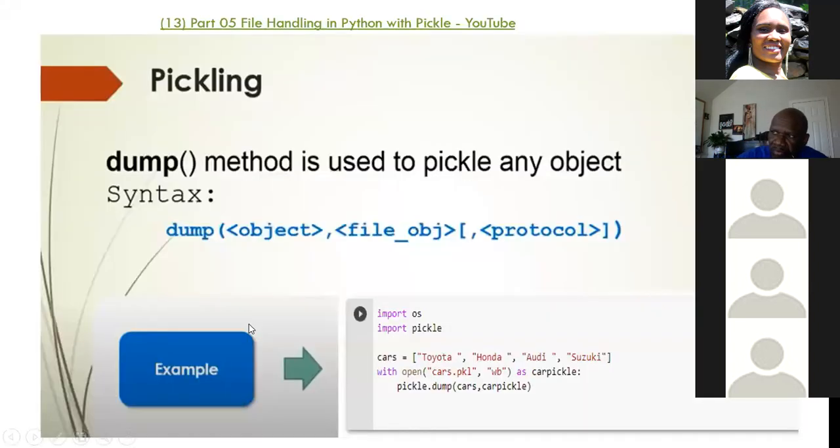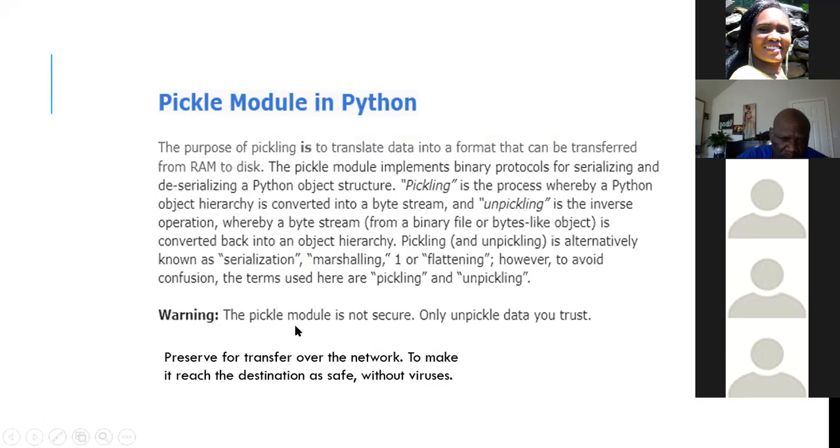The warning therefore is that the pickle module is not secure. Only unpickle data that you trust. You know the source of that data. If the data is coming from Lucy to you, you know Lucy has sent this, so you can unpickle. But anything just coming over the net, coming to you pickled, do not attempt to unpickle, because the pickle module is not secure. I hope that sinks in.